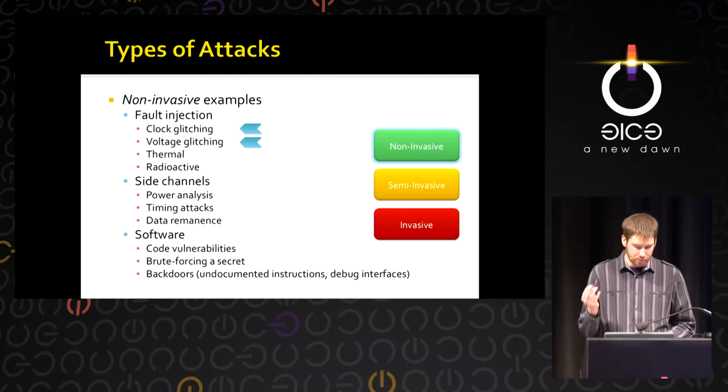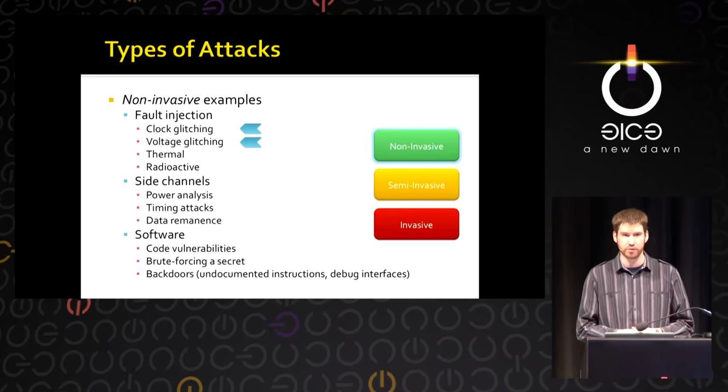And then finally, the third umbrella is software. So this could be simple code vulnerabilities. The authors of the secure device may not actually be that versed in secure coding practices. So there may be just vulnerabilities sitting around like buffer overflows, stack overflows, things like that. Brute forcing. So you could simply try brute forcing if the key strength is small enough, the secret that gains you access to restricted memory areas, code protection.